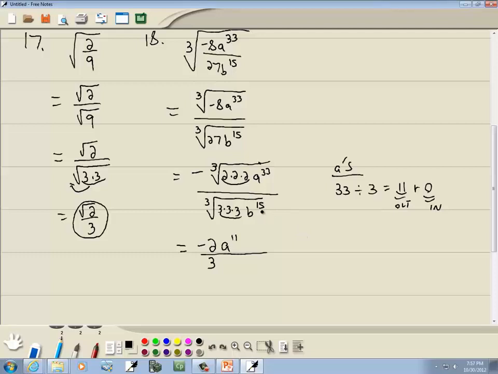Now in this one, the b's. We take 15, divide by 3, gives us 5 with a remainder of 0. So we're going to have 5 b's come out, and we'll have 0 b's remain in. So we're going to have 5 b's come out, and there's no b's left inside, so actually our radicals both disappear.